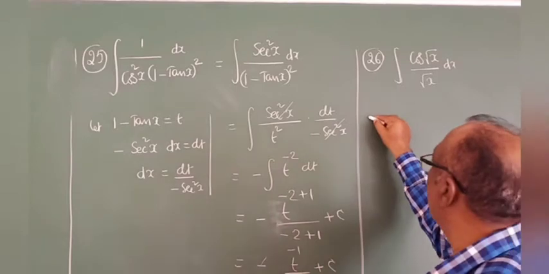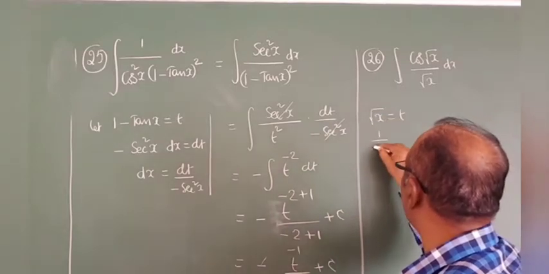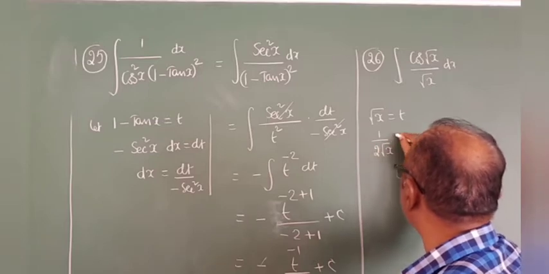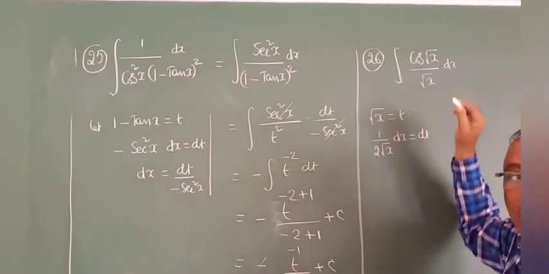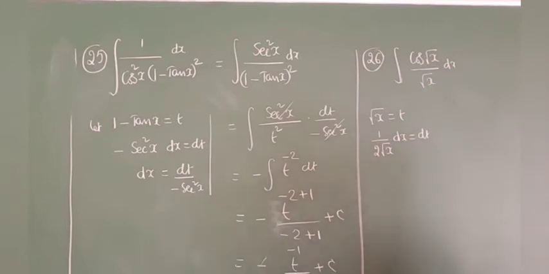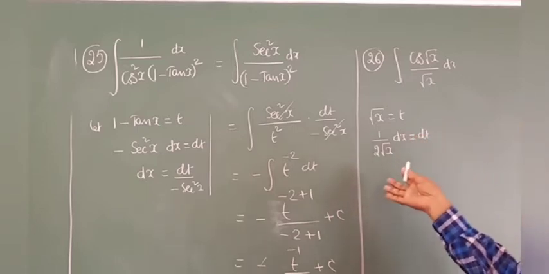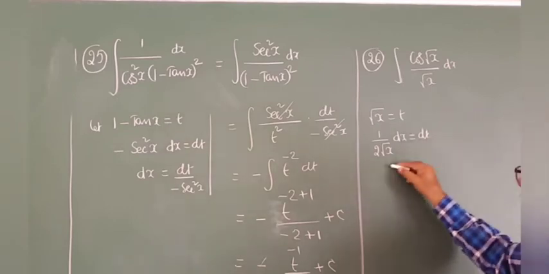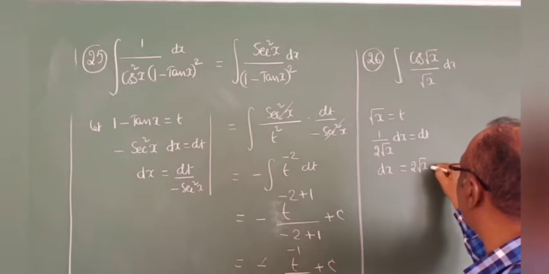So now write down, root x let it be t. 1 by 2 root x, the independent root x should be cancelled. Independent root x will be cancelled. The other one is not independent, it is dependent upon cos x. Okay? So the cos place is the root x place, write down t. Automatically the independent root x should be cancelled. Okay? Right. So dx is equal to 2 root x into dt.